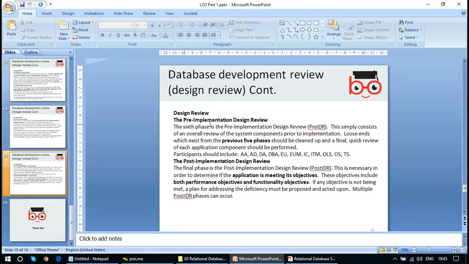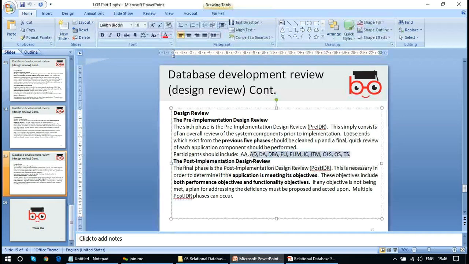The design review also includes the pre-implementation design review of the previous phases, as well as an overall review of the system components up to the implementation. Loose ends which exist from the previous 5 phases should be cleaned up, and a final quick review of each application component should be performed. The participants should include the previously mentioned terms. You leave it, you don't need to go into the detail.